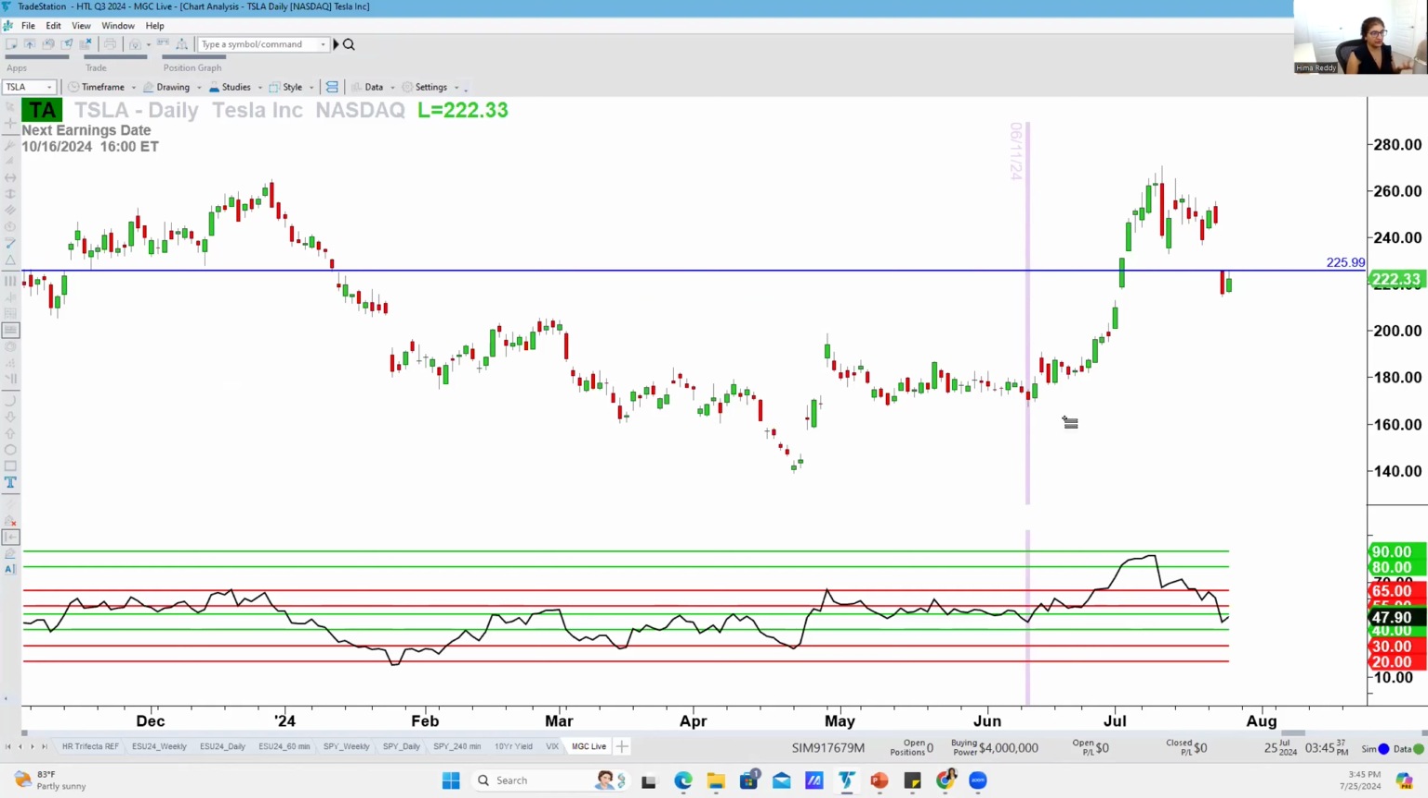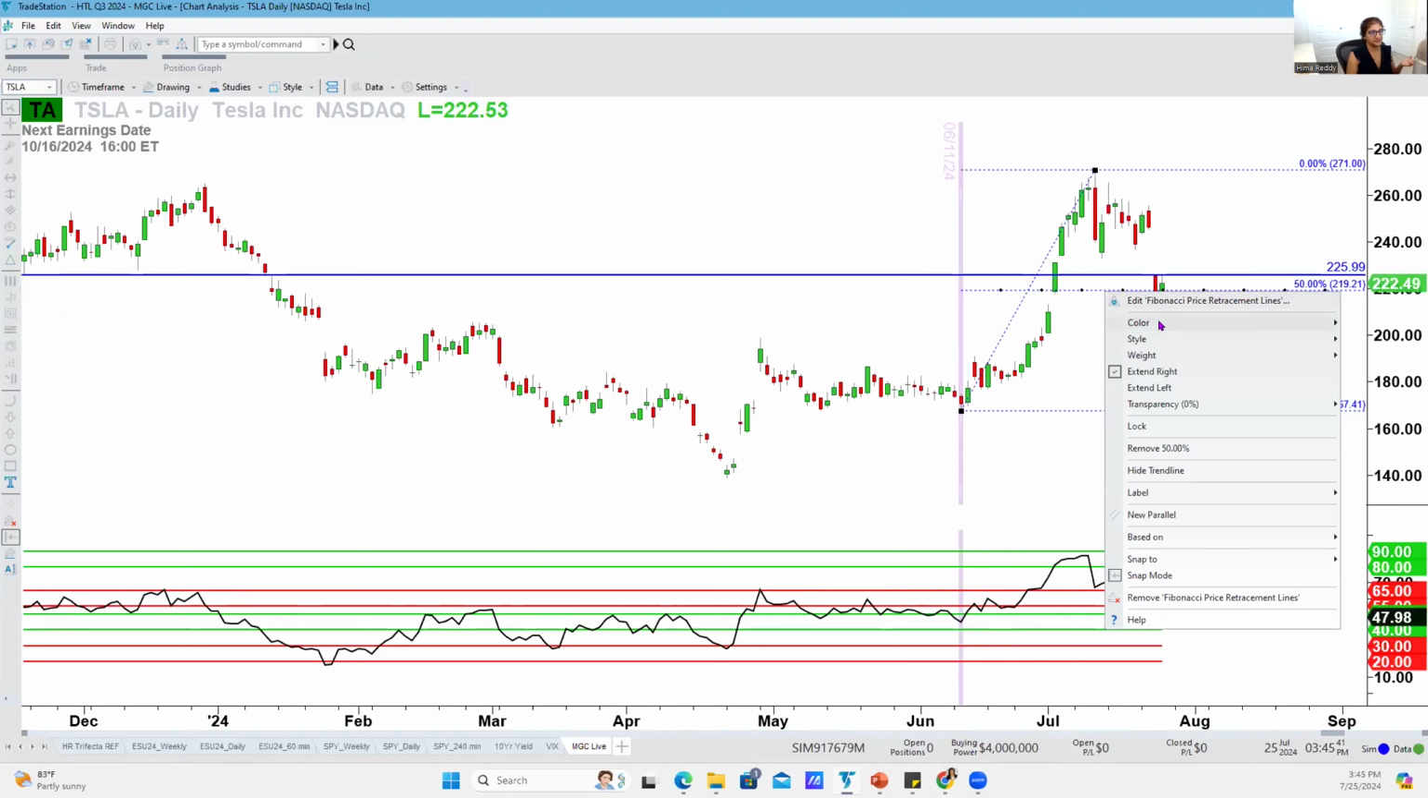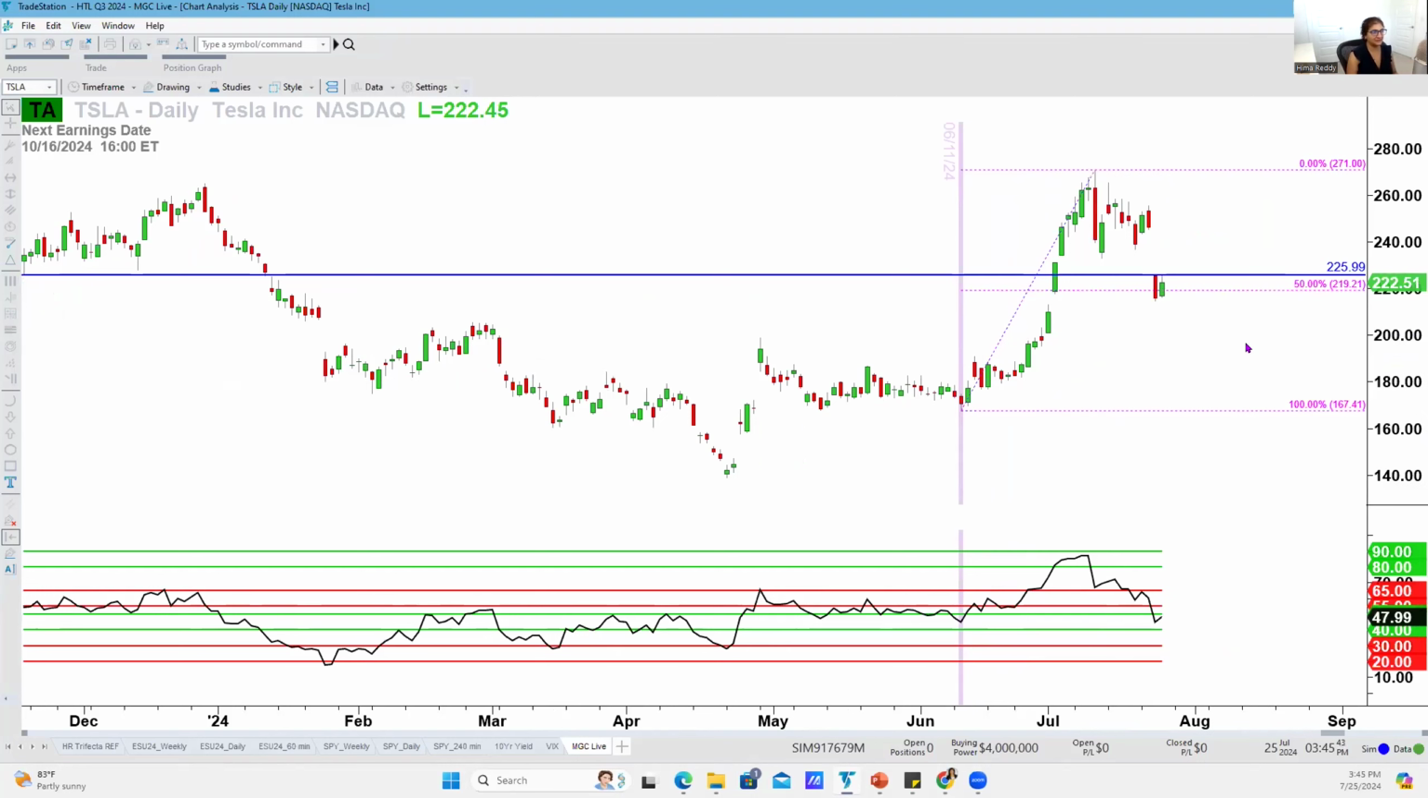Other things we can deploy are the same other techniques I've been showing you. Oh, look how it's hanging out at the 50% retracement, the important GAN level. That's kind of interesting. So that could mean that buyers want to come in and support it.